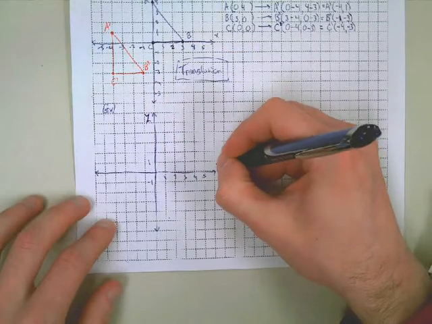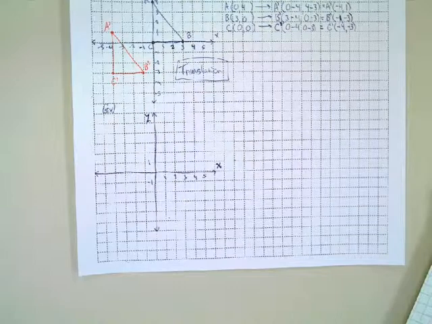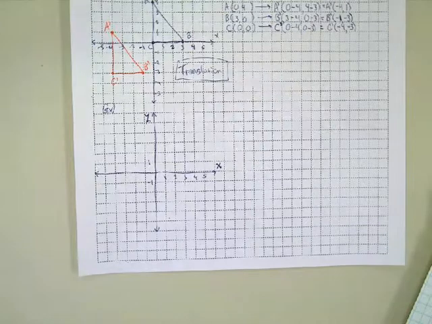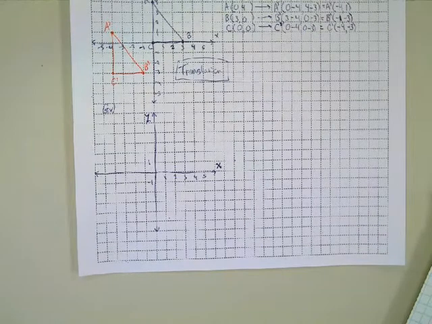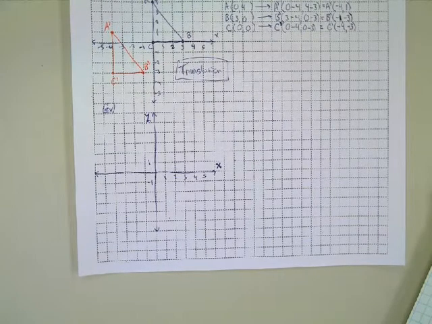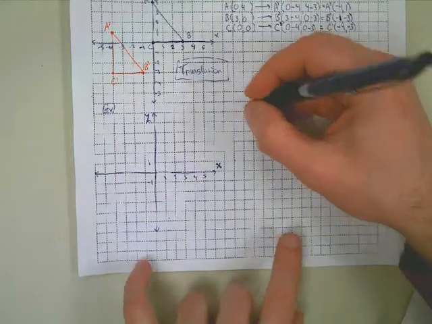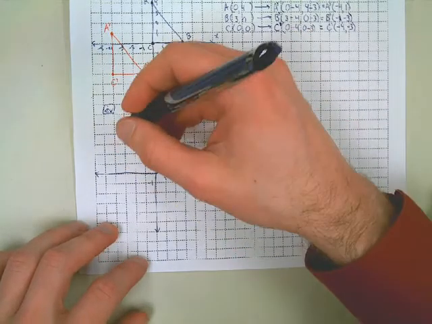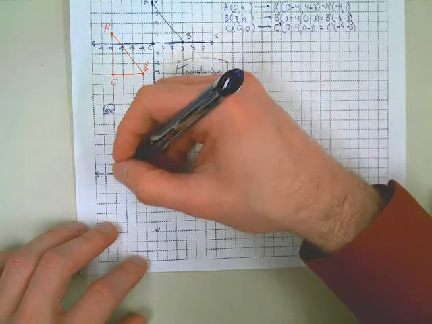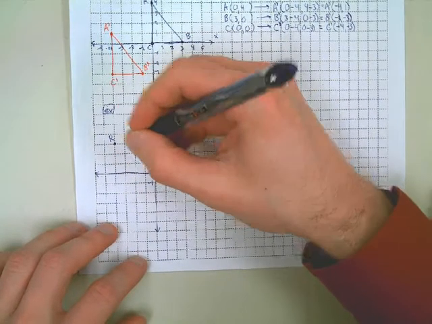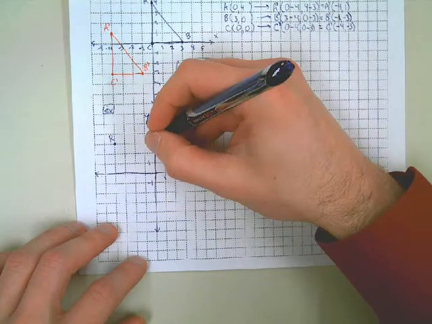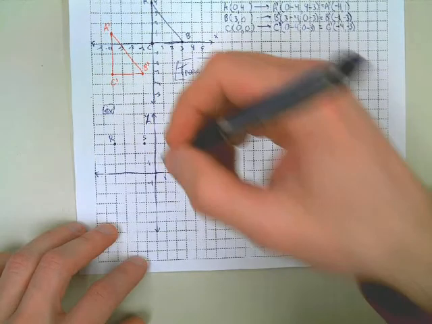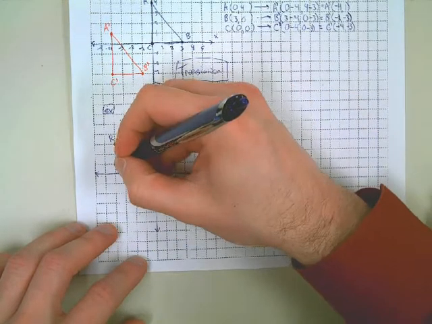All right, so let's see here. Let's graph R, S, and T. Let's say R has coordinates -4, 3. S has coordinates -1, 3. And then T has coordinates -4, 1. Okay, so there's the triangle RST.